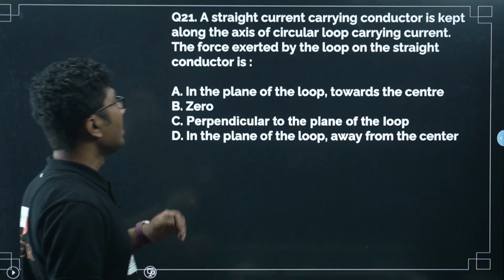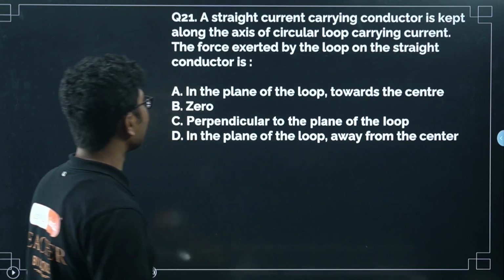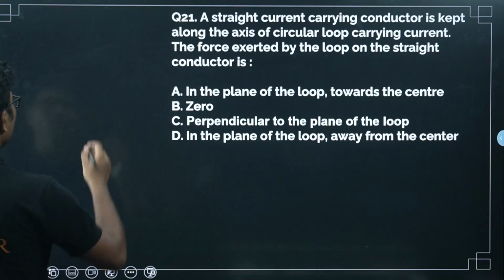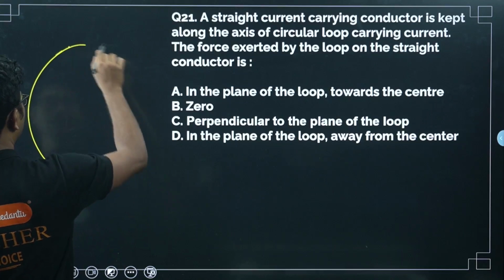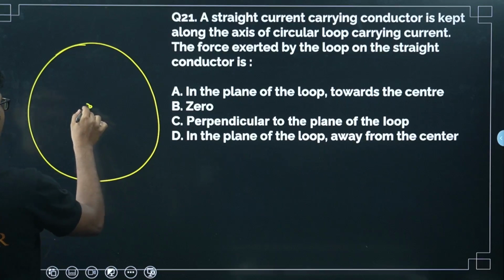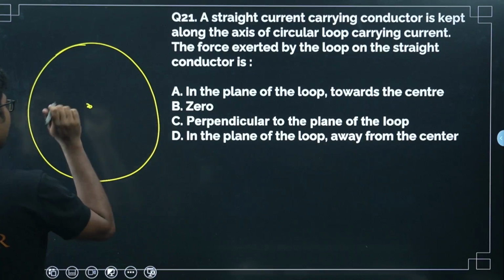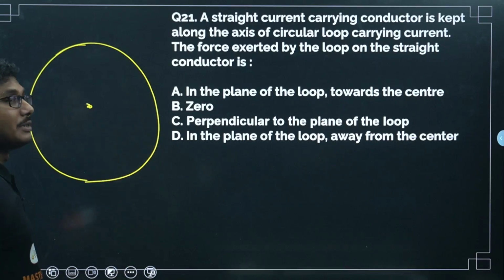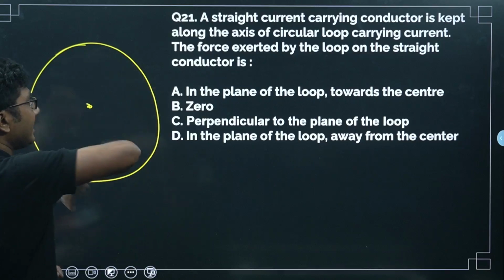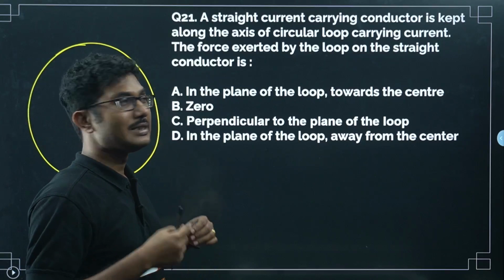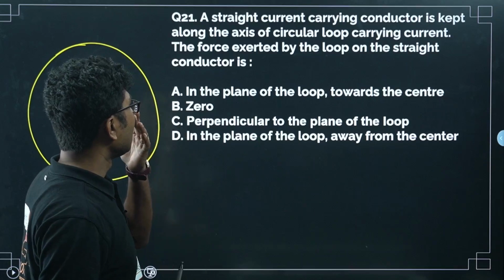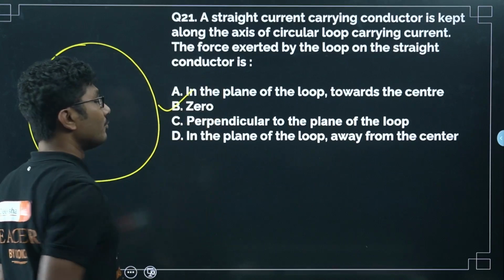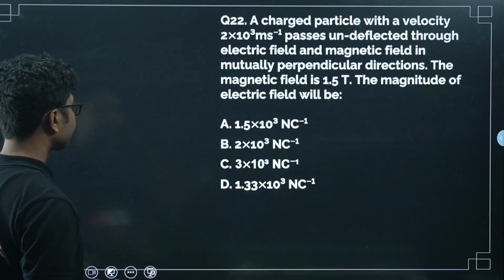Now, a straight current carrying conductor is kept along the axis of a loop carrying current. The force exerted by the loop on the straight conductor. So there is a loop. I explained this during our regular lecture, I solved this problem. If there is a current carrying wire along the axis, if you rotate this, symmetry does not change. If symmetry does not change, then there is no net force exerted on this loop. So the force exerted on the loop will be 0.